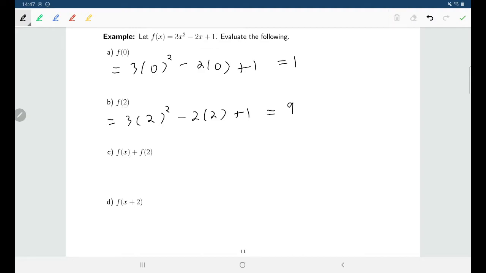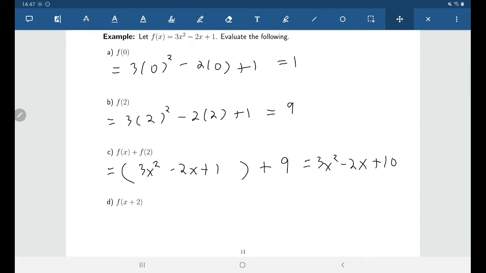So if we want to say, well, what is f of x plus f of 2? F of x is 3x squared minus 2x plus 1. And f of 2, we just figured out that that was 9. So together, f of x plus f of 2 should be 3x squared minus 2x plus 10.